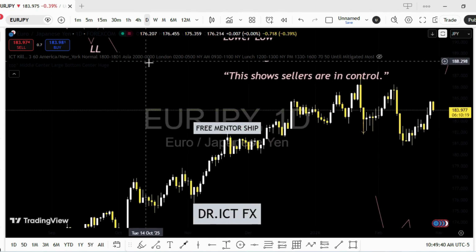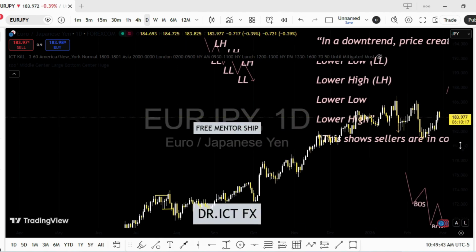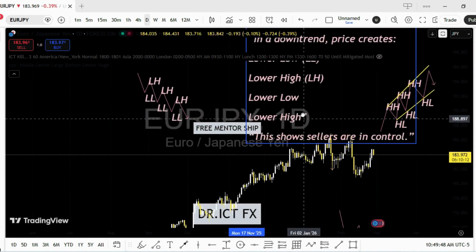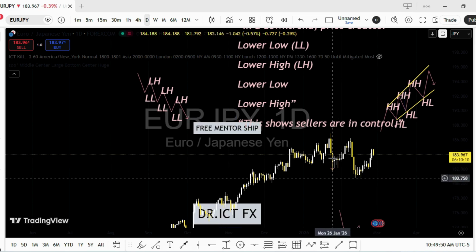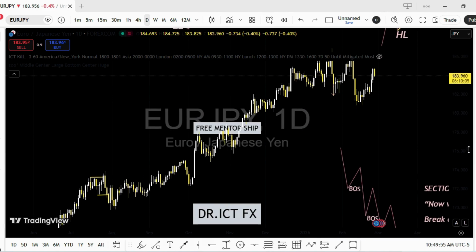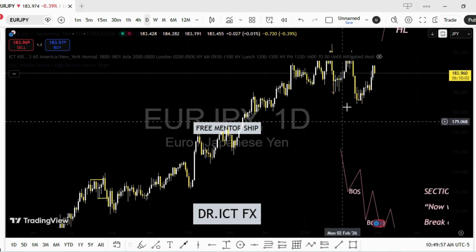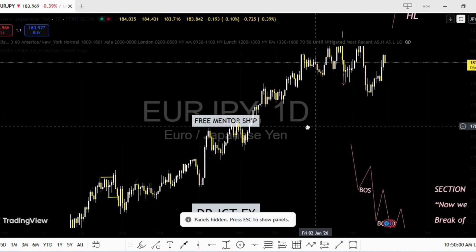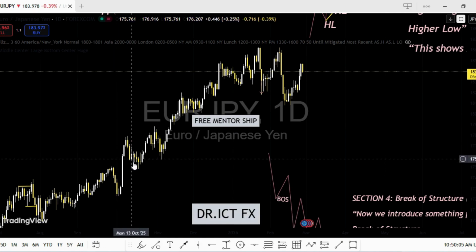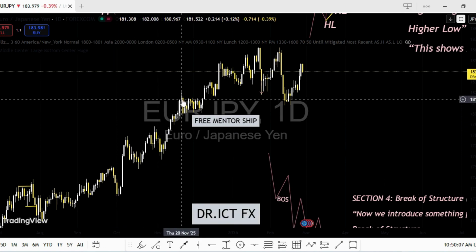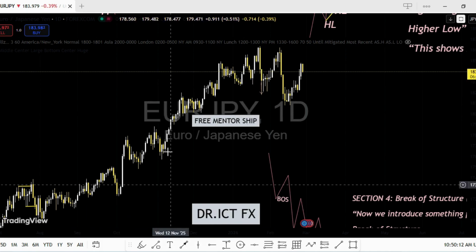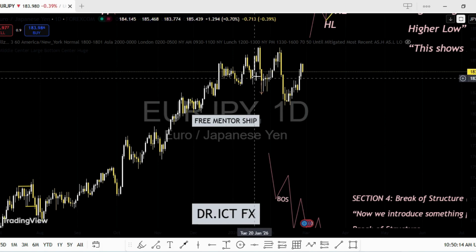Let me go to the fourth section. Maybe to show them on my chart, let me remove that. This is my chart and it is indicative of an uptrend. Price goes on making higher highs, higher lows, repeatedly, and this shows that buyers are in control.